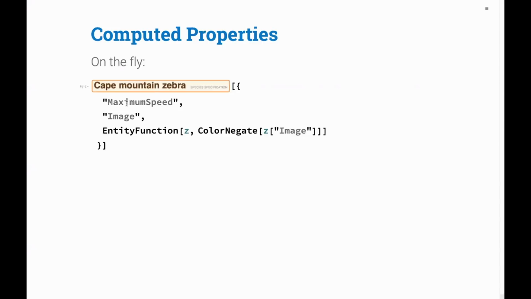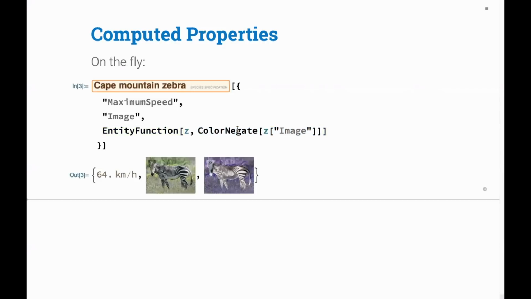Now, the first new thing is computed properties. You can specify an arbitrary expression using an entity function and use that like you would use any other property. For instance, here I again take my zebra and I ask for the maximum speed, the image, and the color negated image of the zebra. And when I evaluate it, I see that the zebra, after negating its color, still is a zebra. So you could have done that manually, but it's a really convenient function that we'll see in use later.